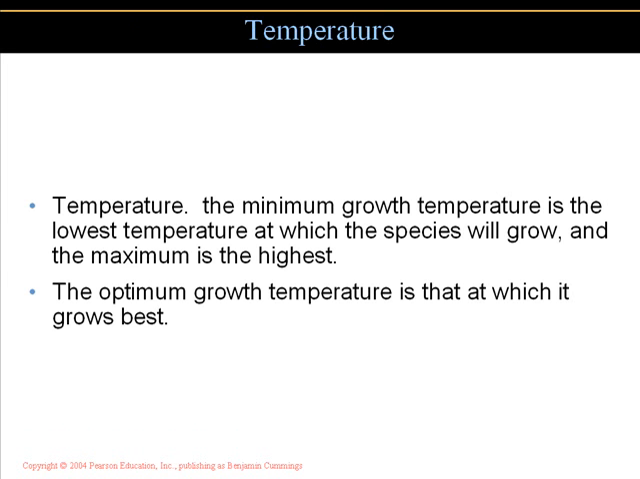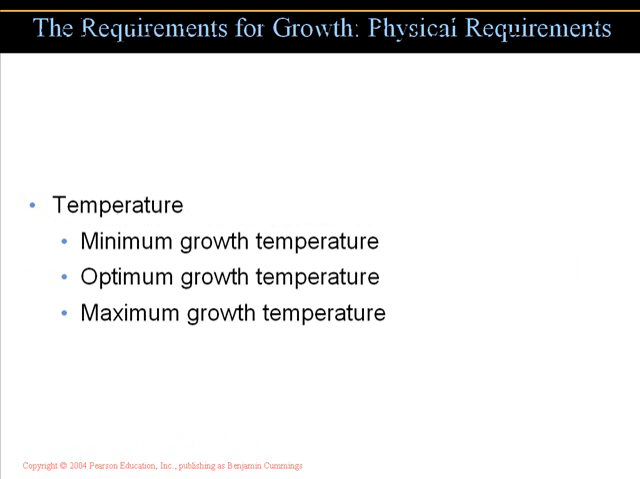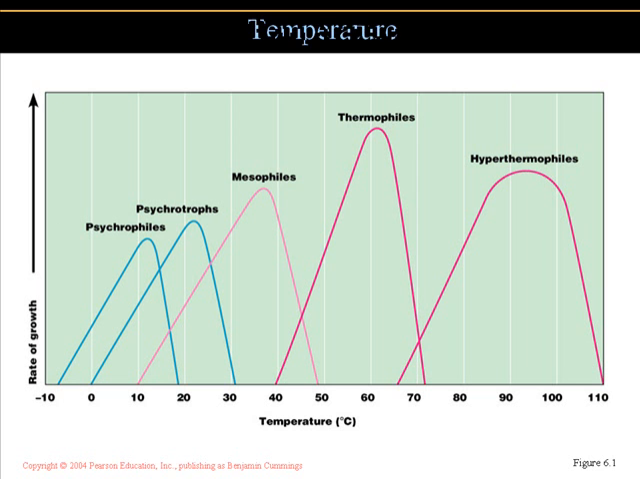Temperature. We talked about temperature as it related to enzymes. Remember, enzymes function optimally at certain temperatures. Again, the minimum growth temperature is the lowest temperature at which a species will grow, and the maximum is the highest temperature these organisms will grow. The optimum growth temperature is that at which the organism will grow the best. I think those terms are pretty self-explanatory. Again, there's minimal growth temperature, optimum growth temperature, and maximum growth temperature.